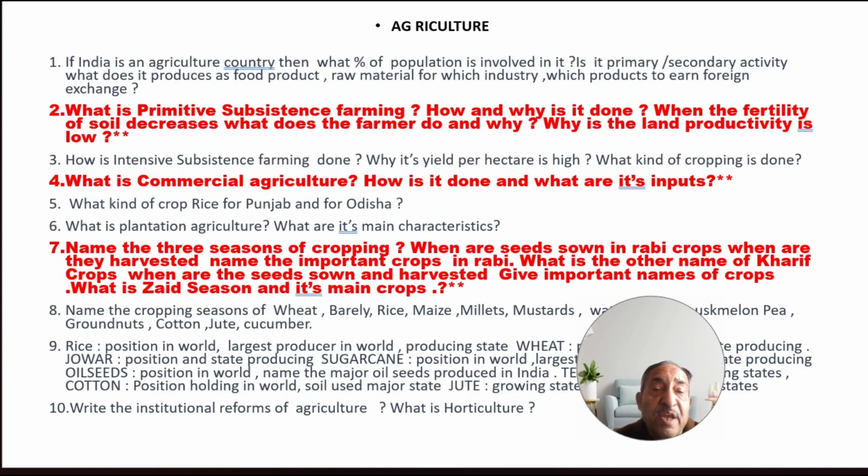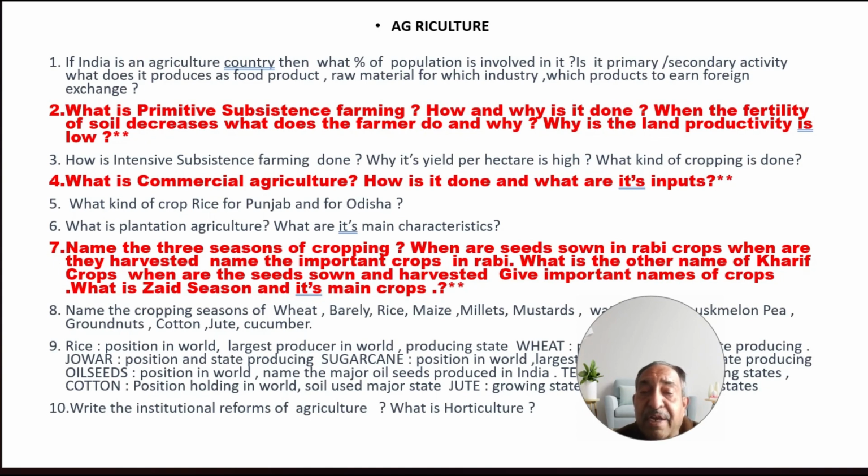Next, name the three seasons of cropping. When are the seeds sown in Rabi crops? When are they harvested? Name the important crops in Rabi. What is the other name of Kharif crop? When are the seeds sown and harvested? Give the names of the important crops. What is the Zaid season and its main crop?